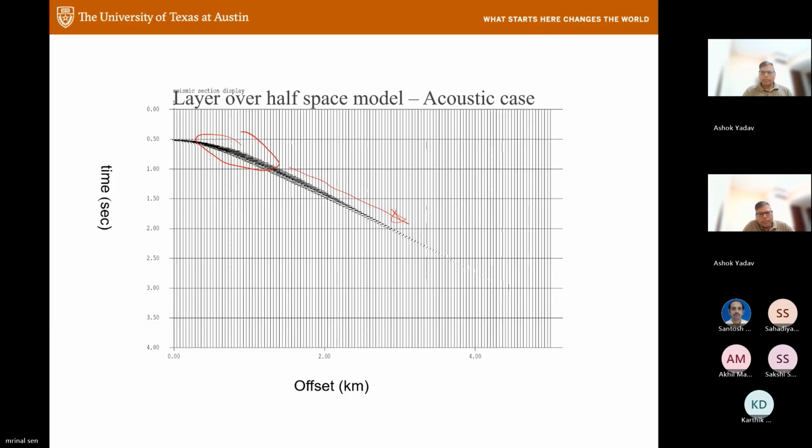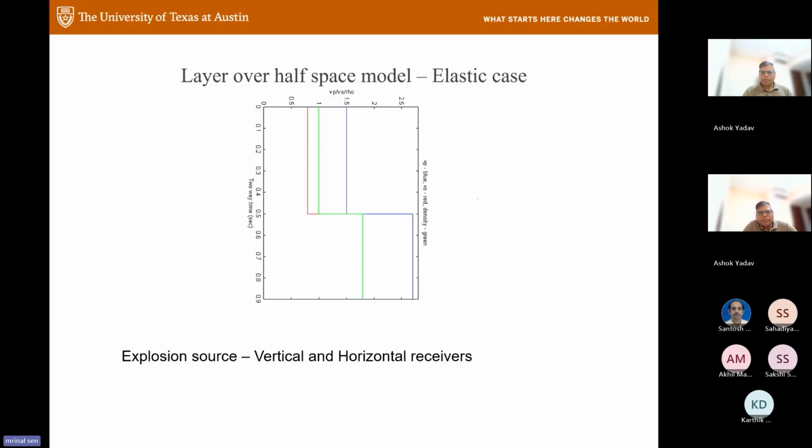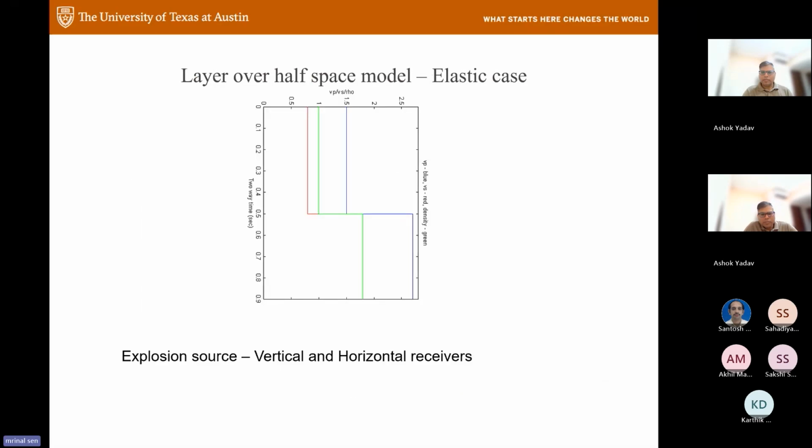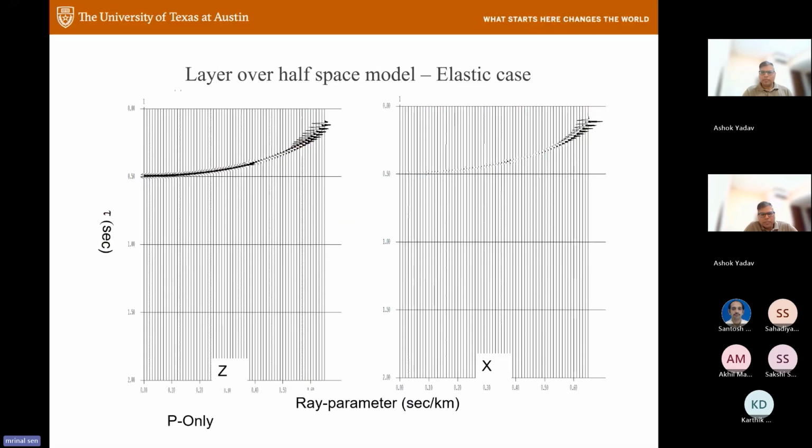Now we'll look at the elastic case. In this case, we have an explosion source, and vertical and horizontal receivers. So this is the vertical response, and this is your horizontal response. This is PP.